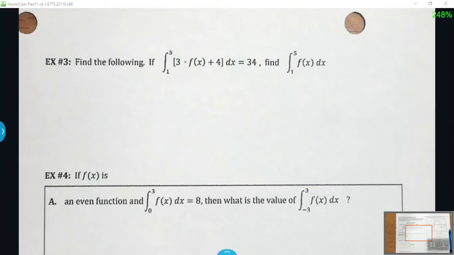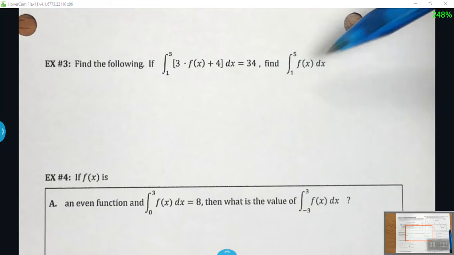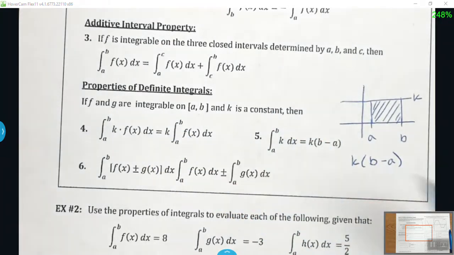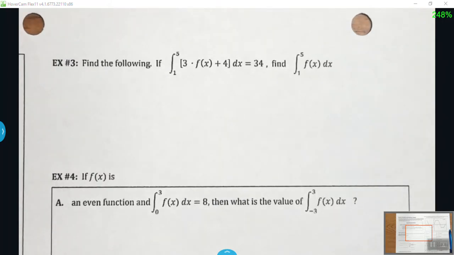All right. Now, you try this one. They're telling you that the integral of this whole thing is 34. See if you can isolate the integral from 1 to 5 of f of x. Don't forget these 3 properties here. So you might want to split the integrals up, evaluate each part, simplify, and then go.